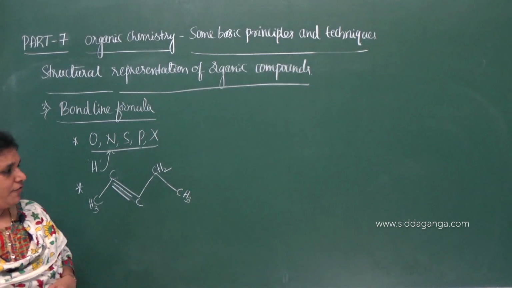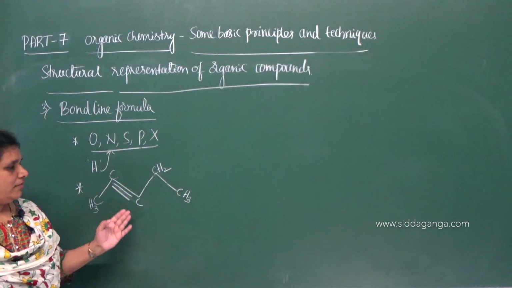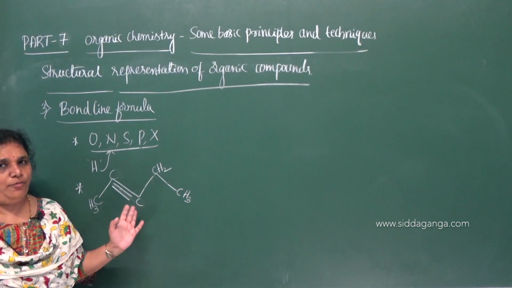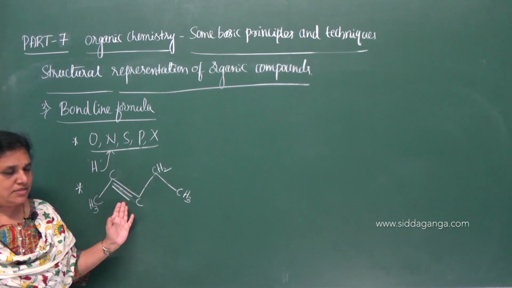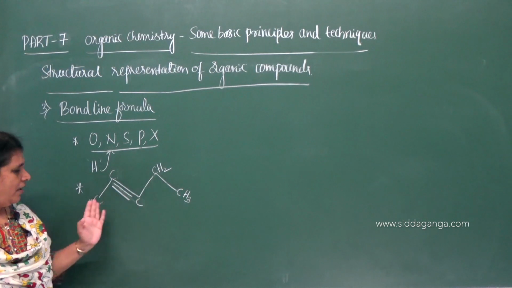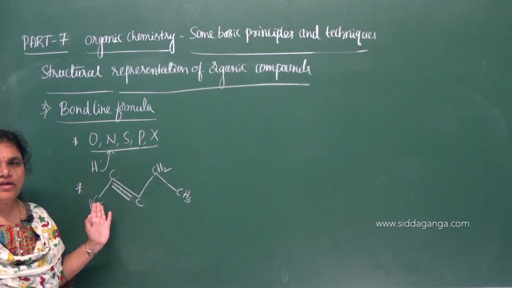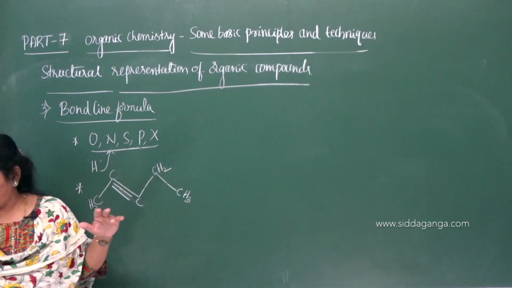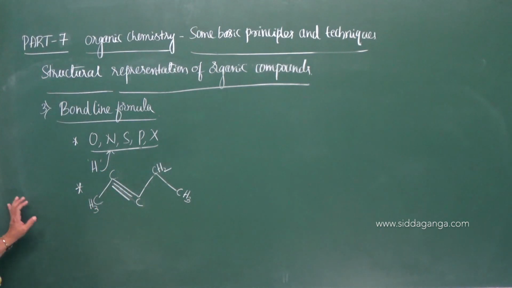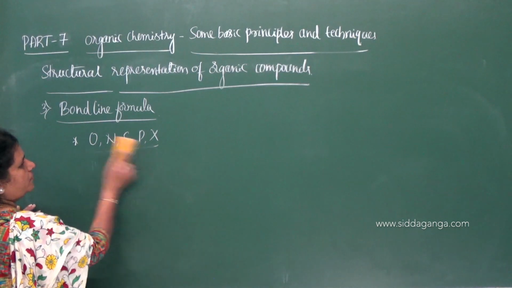So in a bond line formula, all the carbons are satisfied with 4 bonds, and double and triple bonds can be represented in this way, and the terminal groups indicate CH3 here. So now this is about the bond line formula. Let me give the bond line formula for some of the compounds here.